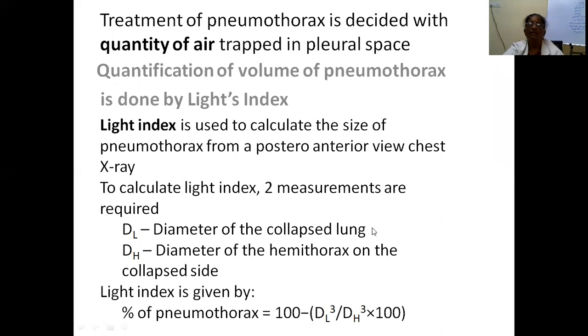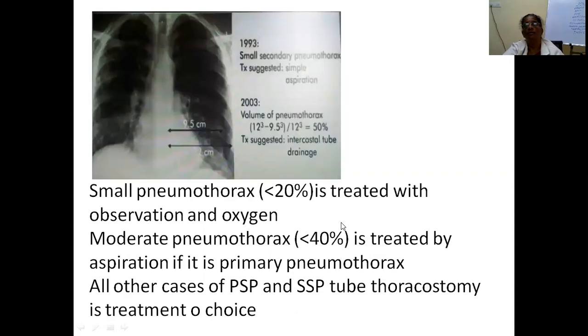DL is the diameter of the collapsed lung, and DH is the diameter of the hemithorax on the collapsed side, and I'll show you. This is DL, and this is DH. This is the hemithorax diameter, and this is the collapsed lung border diameter.